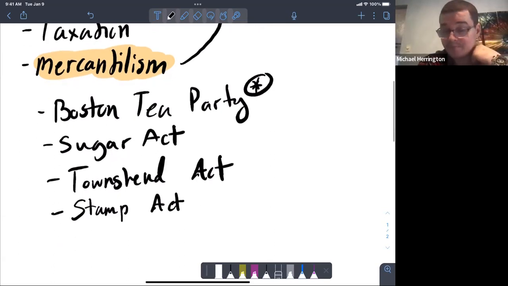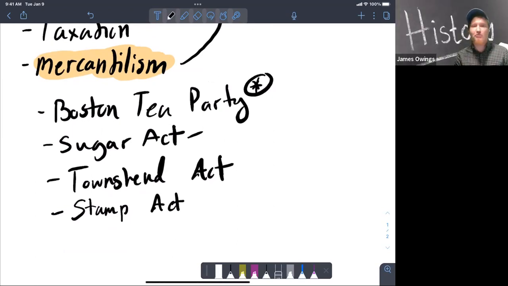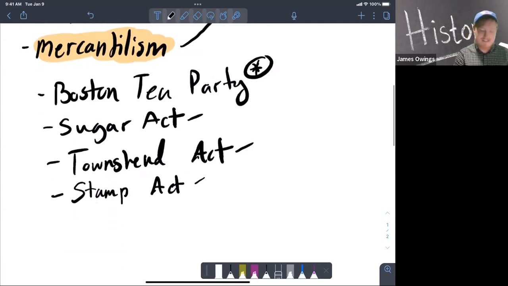So Sugar Act, you do not need to know the specific things these acts really are about. Just know that they are bad. These are bad things. Sugar Act clearly is about sugar. I mentioned the Townsend Act. The Stamp Act is pretty straightforward. It's about stamps and stuff.